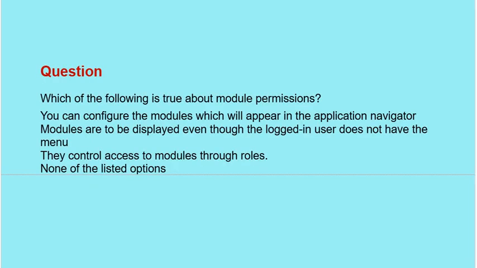Question is, which of the following is true about module permissions? Option A, you can configure the modules which will appear in the application navigator. Option B, modules are to be displayed even though the logged in user does not have the menu. Option C, they control access to modules through roles. Option D, none of the listed options.